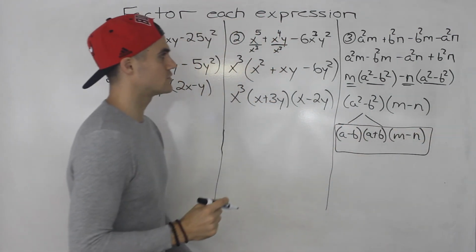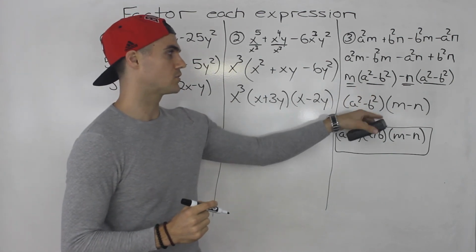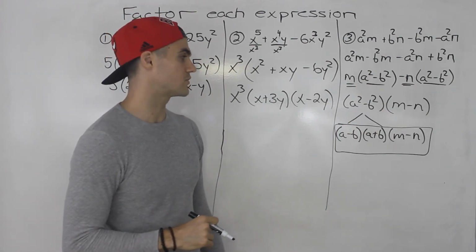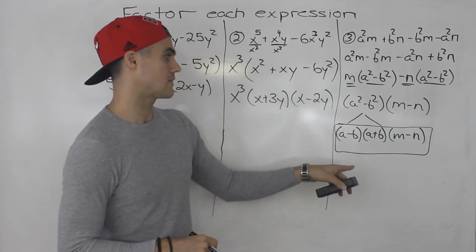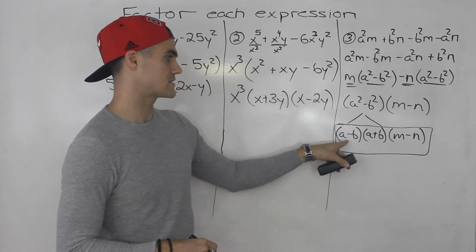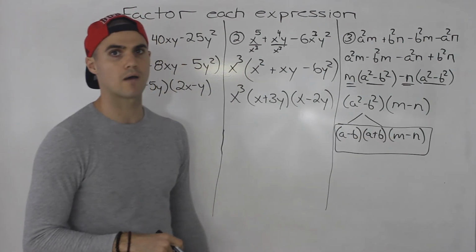So even after doing factoring by grouping, you always want to check, can you factor further? Because a lot of times you will be able to factor further. And in this case, this factored into 3 brackets, a minus b, a plus b, m minus n.